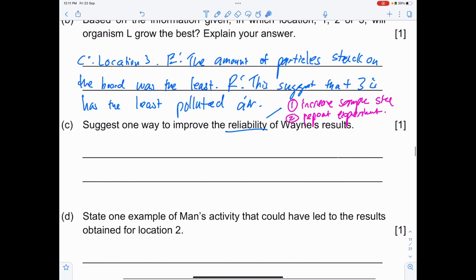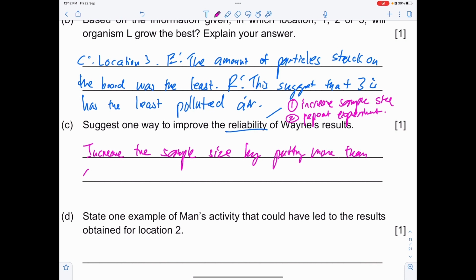So I'm not going to write the repeat the experiment because you have already talked about that many times. I want to give the sample size answer. So increase the sample size by putting more than 1 board in each location. Increase sample size.